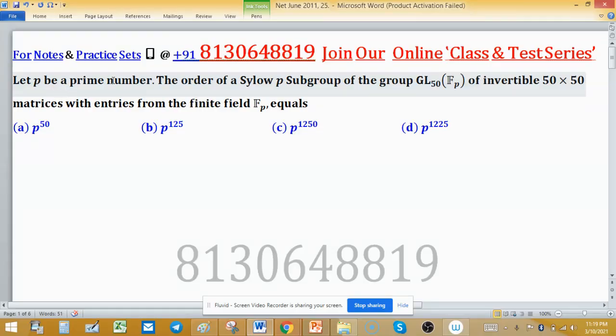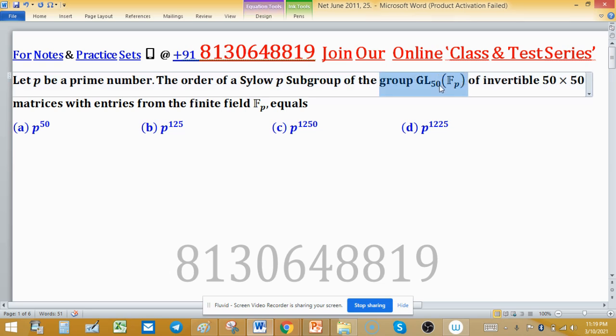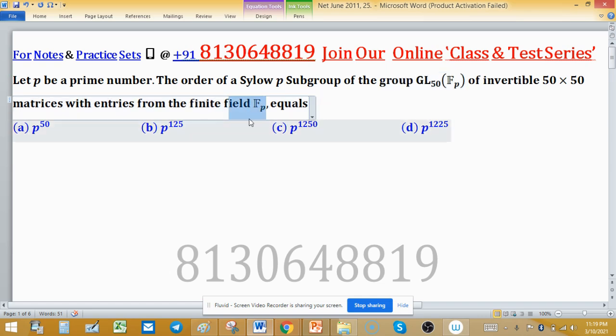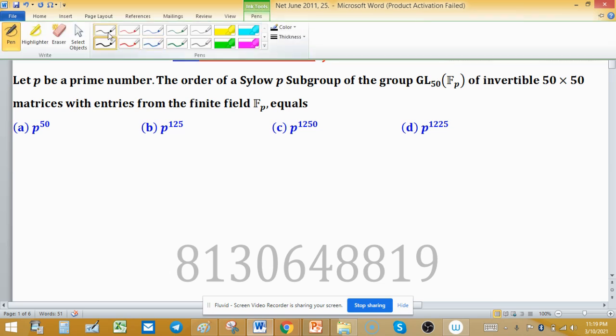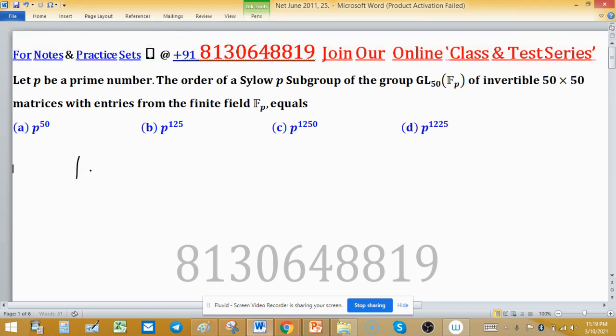Let p be a prime number. The order of a Sylow p-subgroup of the group GL50(Fp) of invertible 50 by 50 matrices with entries from the finite field Fp equals? We have to find the order of the Sylow p-subgroup.